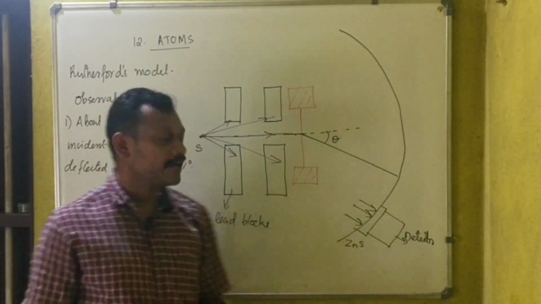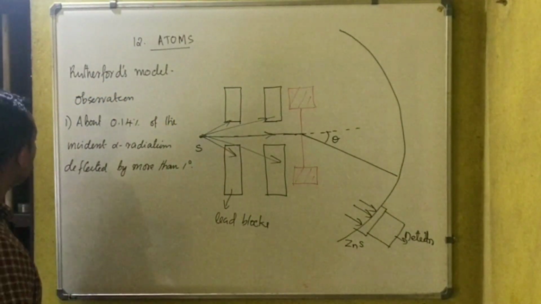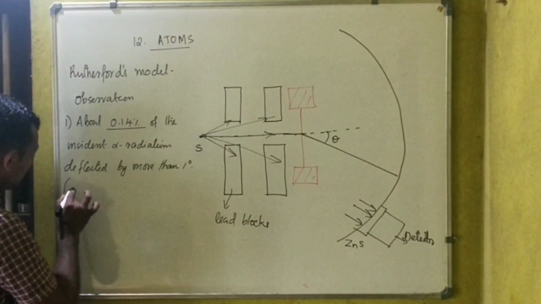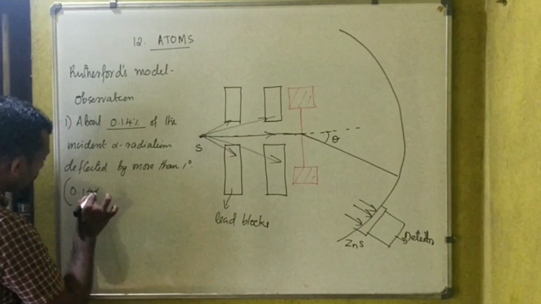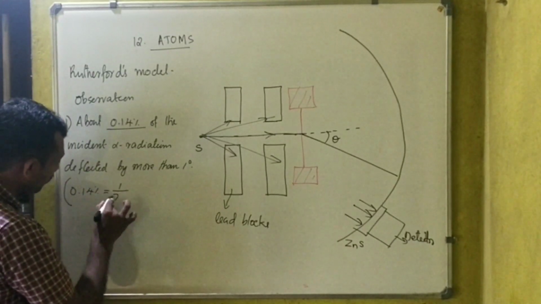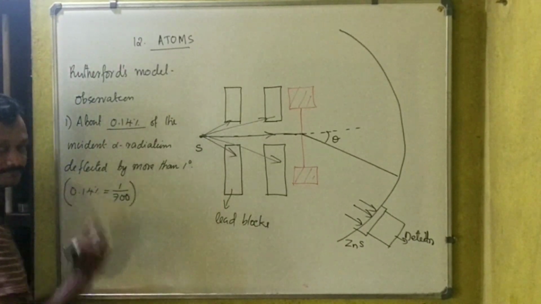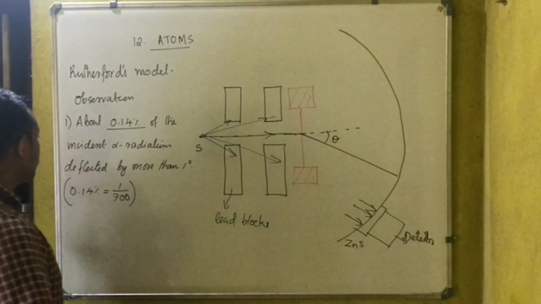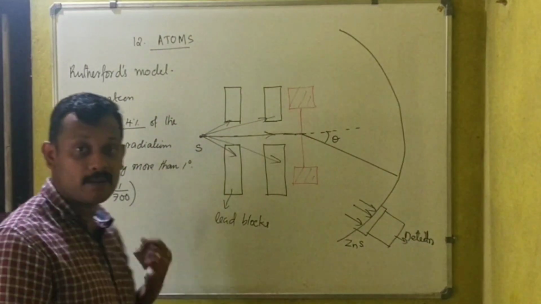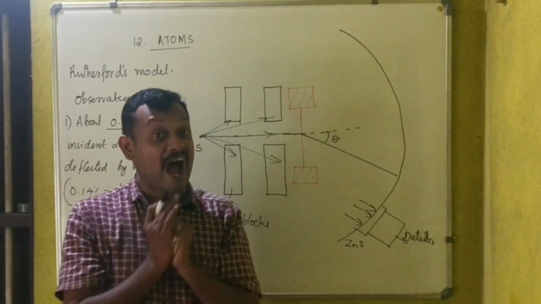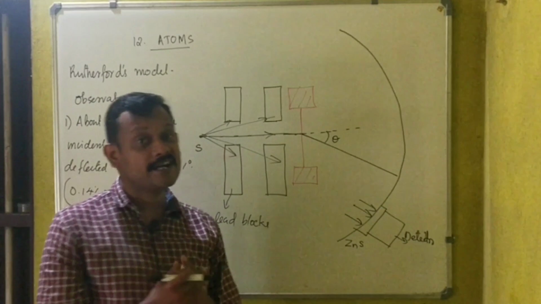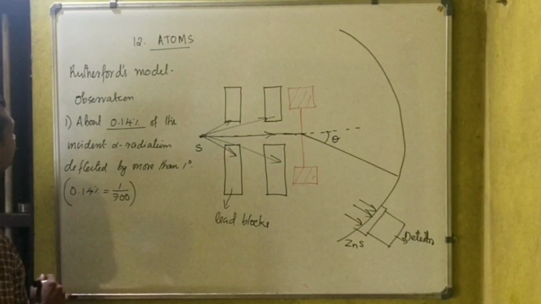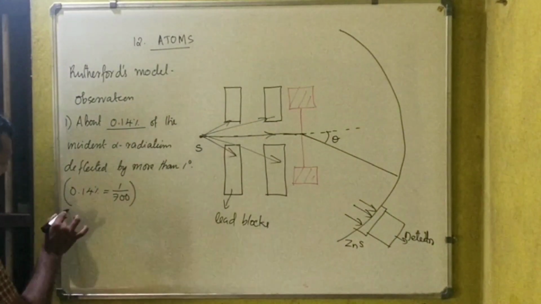About 0.14% of the incident alpha radiations got deflected by more than 1 degree. So you have to understand what this 0.14% is. 0.14% is approximately 1 in 700. That is observation number 1. It means that on an average, when 700 alpha radiations are incident, only one got deflected by more than 90 degree. Yes, this is point number 1.